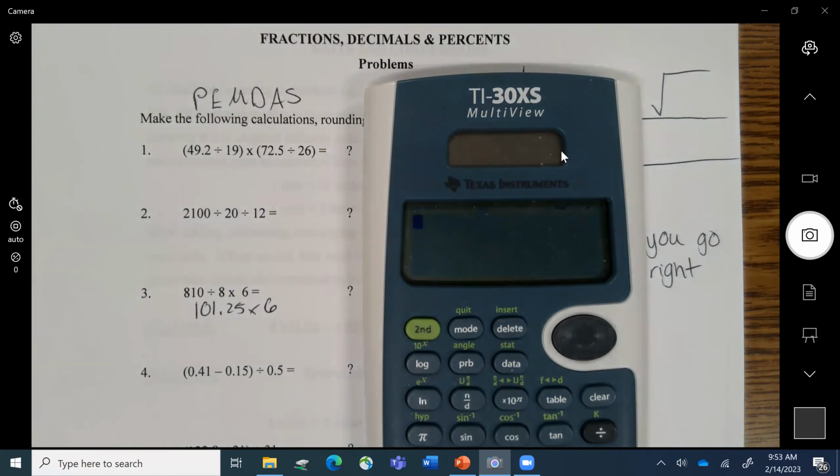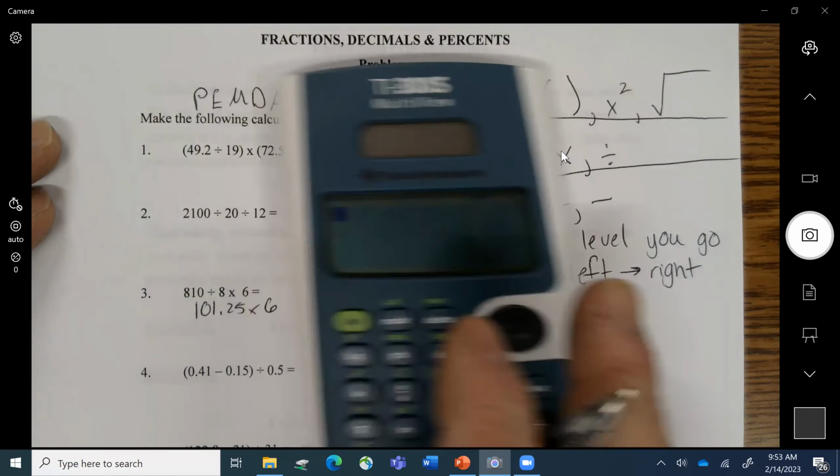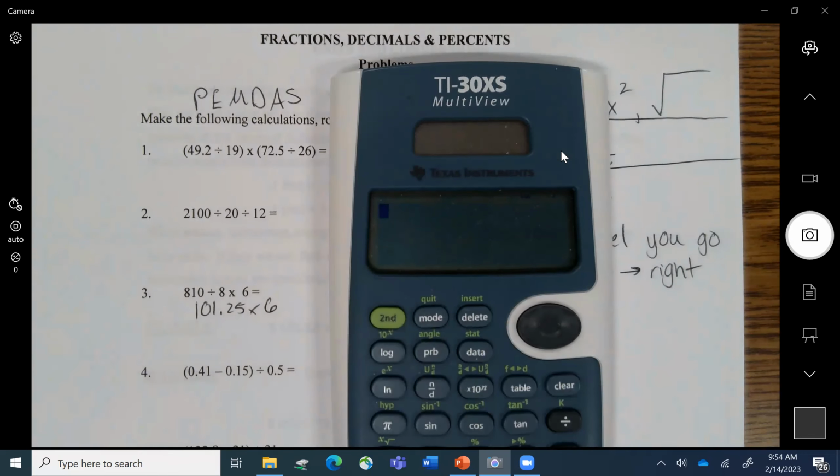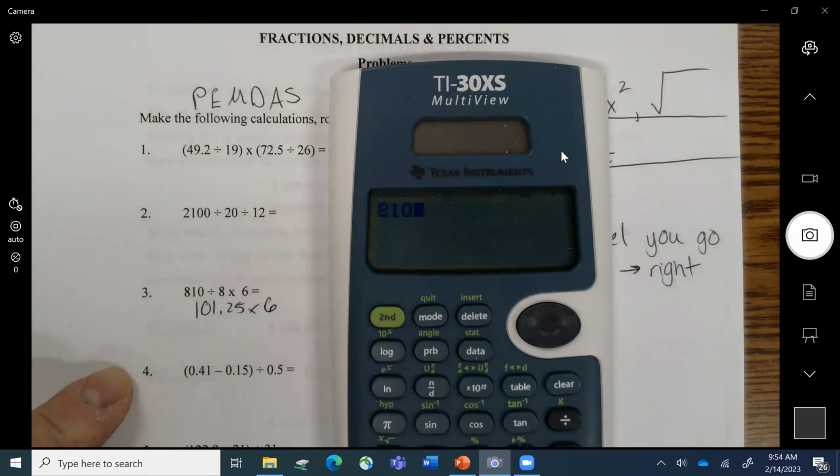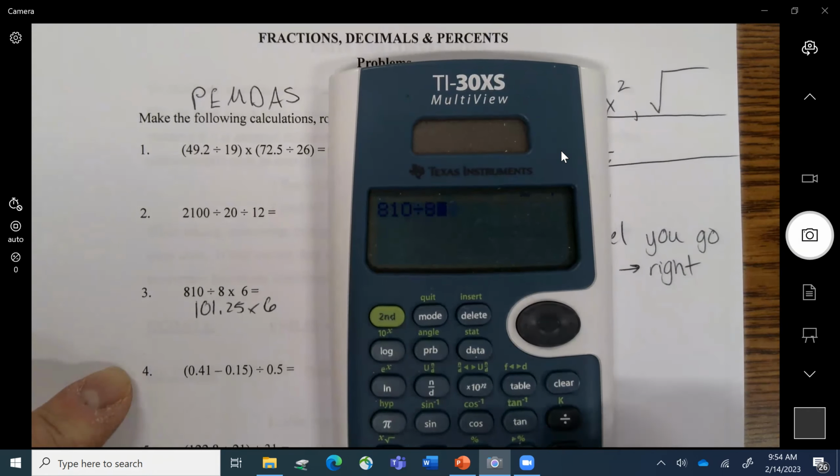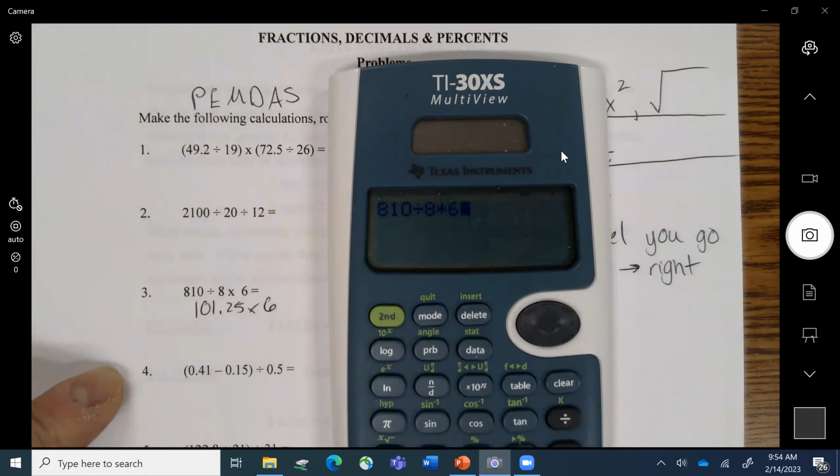Okay, so to prove my point too, I also like to do this. We all agree that this is a scientific calculator, right? And the guy that invented this is probably smarter than everyone on this phone call, including myself. Maybe you invented something that's crazy good too, but I'm just saying the guy who invented this thing is super smart, right? We all agree with that. If I type the equation into my calculator, that's what it looks like: 810 divided by 8 times 6, correct?